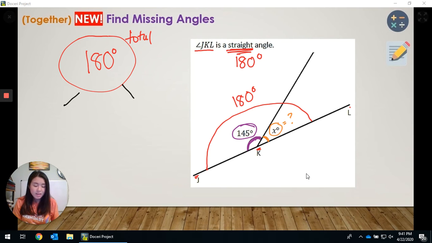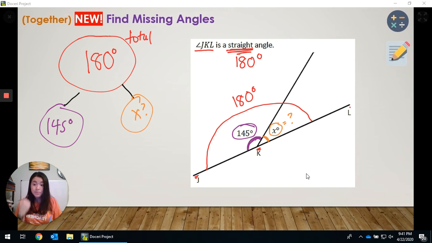All right. Now we gotta put the parts inside our number bond. One of the parts is 145 degrees. They told us that, and the other part is X, our mystery angle. Okay?